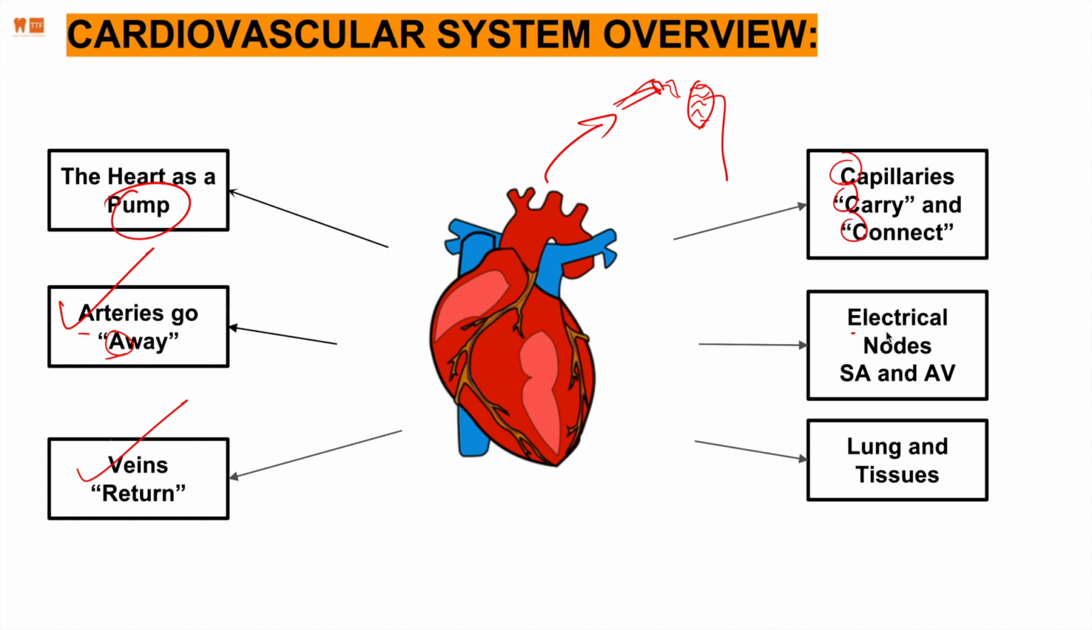Then we have electrical nodes. The SA node and the AV node, and we'll dig into that later on. And of course, the lung and tissues are the primary focus when we're talking about the CVS supplies, because the lung allows for gas exchange and tissues allow for accepting the arteries and returning the veins.